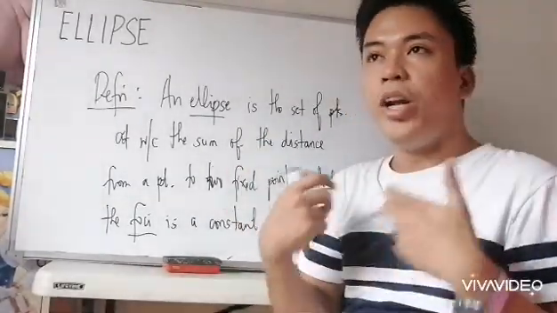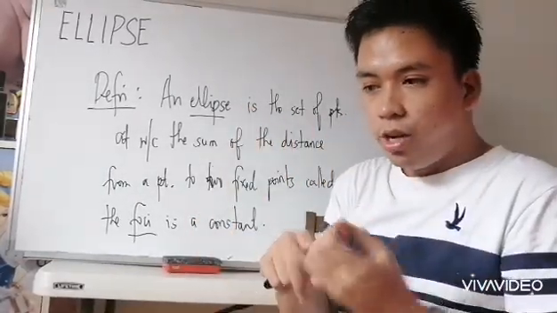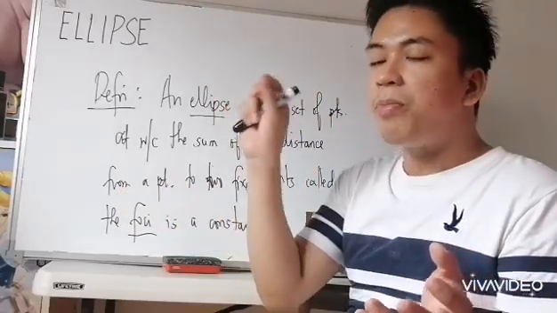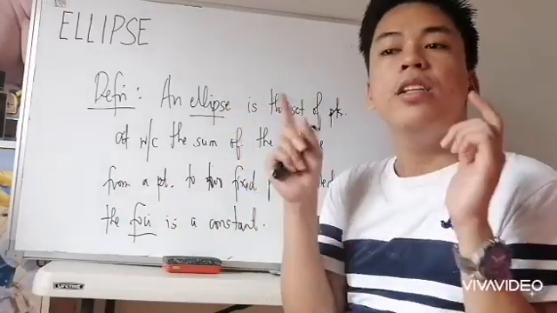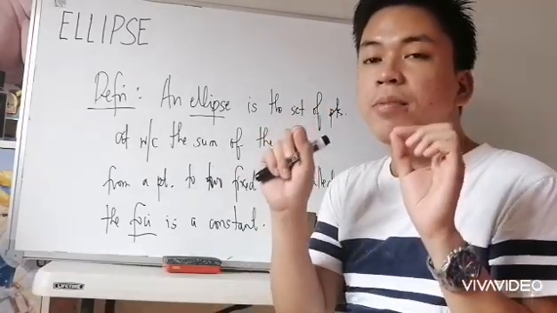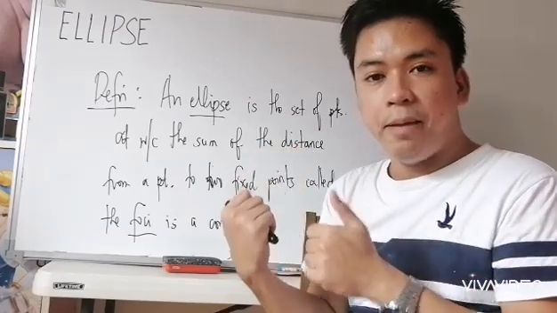So what does it mean? What are the keywords? It's actually a set of points. If you pick a point on that set of points and you get the distance from that point to two fixed points, the sum of those distances is a constant. Those two fixed points are called the foci. So that's an ellipse.